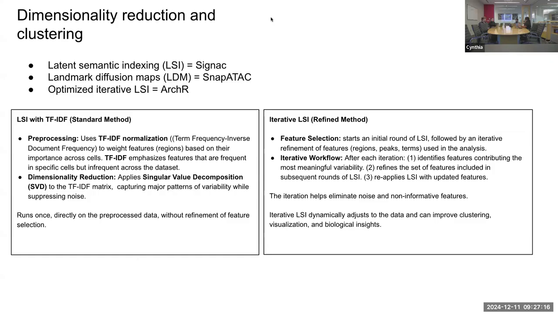The next step after identifying these peaks is to run the dimensionality reduction and the clustering. I think this is very relevant because there are a lot of details about when we can pick one option over another, since they use different techniques. I emphasize this because I'm working with Signac. Signac uses latent semantic indexing, which has a very specific process that I can summarize as the transformation of data following TF-IDF normalization, followed by dimensionality reduction applied through singular value decomposition.